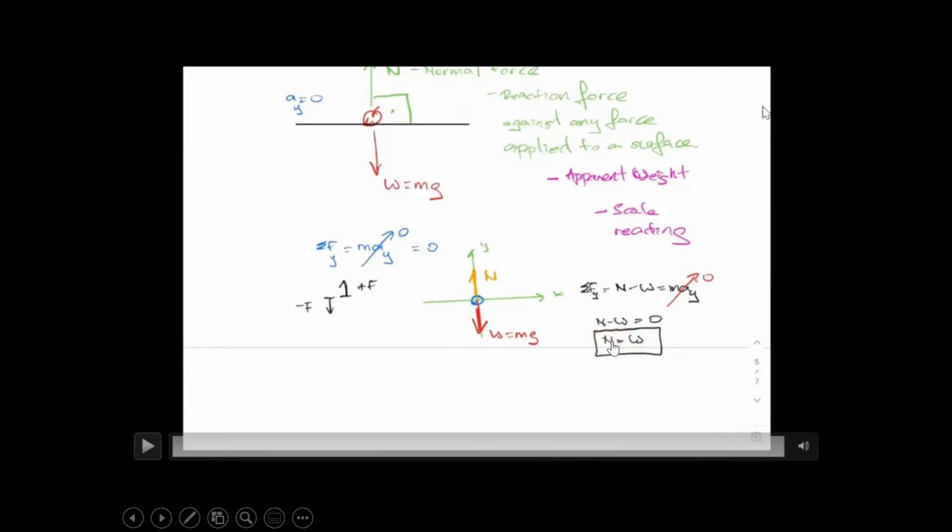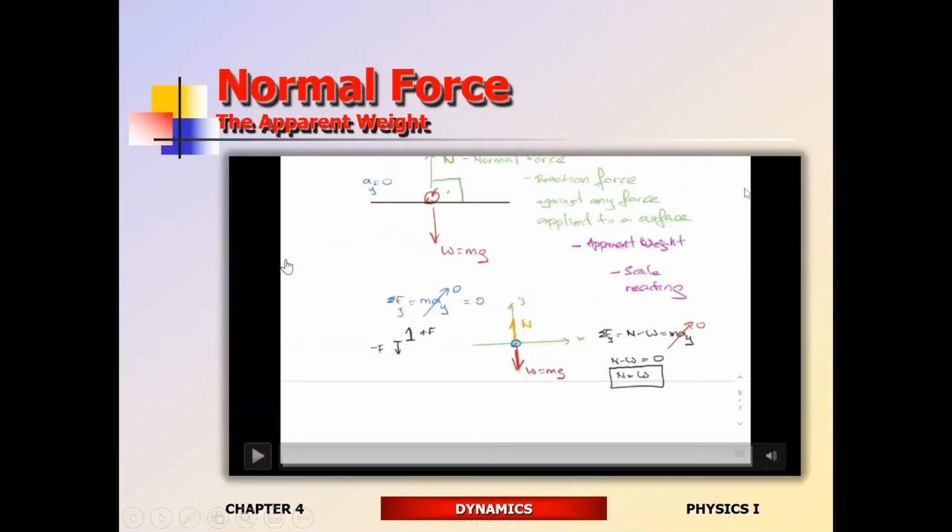Given the fact that the scale reading is the same as your actual weight, why do we call it the apparent weight? I didn't say it right, so I'm going to restate it. Can you fool the scale into giving you a different reading other than your actual weight? That's what I'm getting at. It's called apparent weight because the apparent weight can be different from your actual weight.